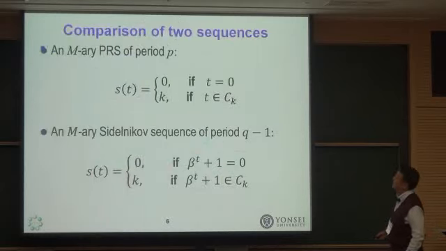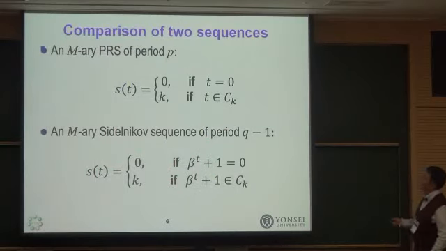Okay, so on one page, they look very much the same, except for the condition that t belongs to C sub k, or beta to the t plus 1 belongs to C sub k.